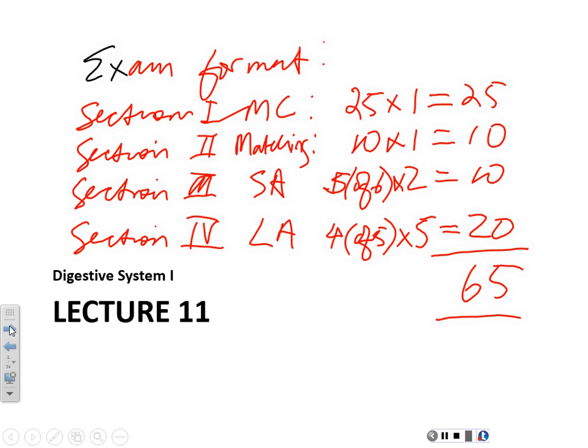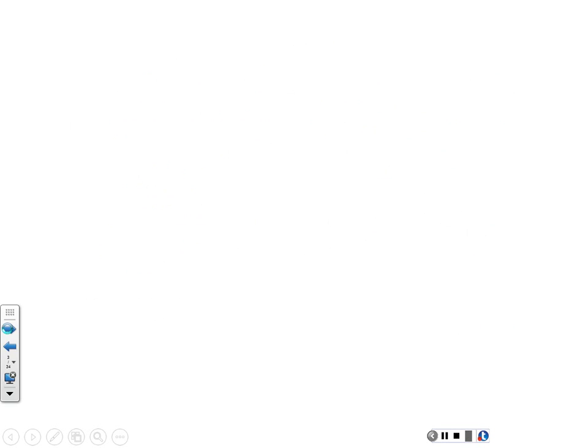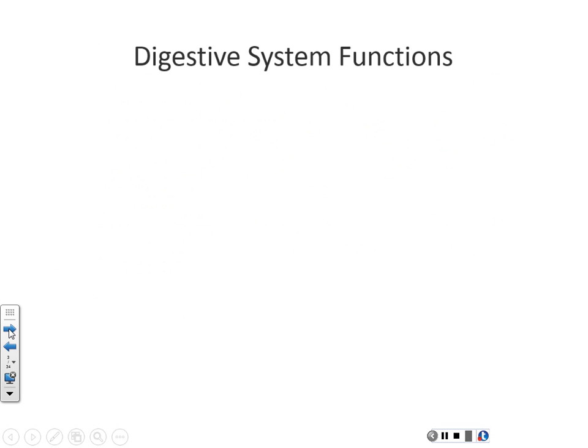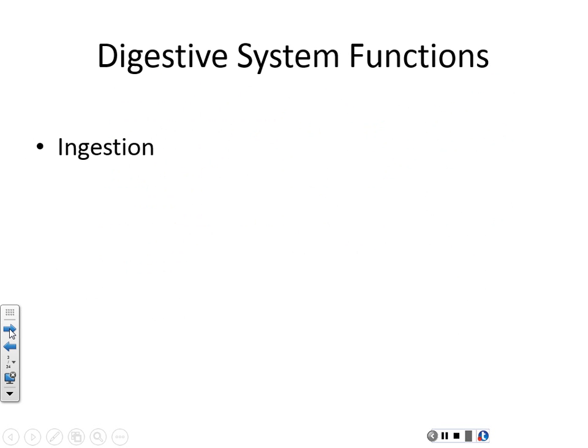The long answer part is actually the fun part, because usually I give you the structures to pick from, and I'll go through what things lend themselves. So you've got to know the digestive system. What's the long answer, 4 or 5? 4 or 5 as usual, 20 points.